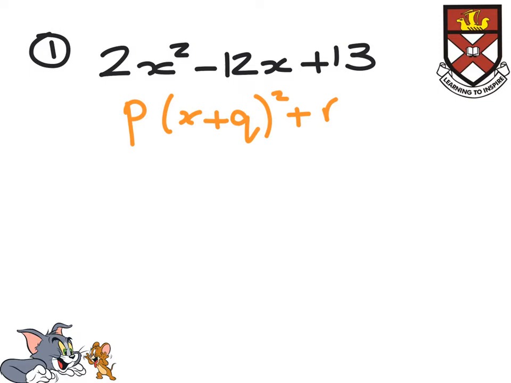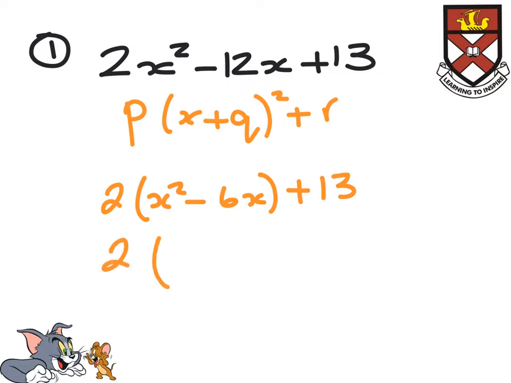So the first thing we need to do is try and get this value of p there. The way we get the value of p is we take a common factor out of the first two terms. So 2 goes into 2 and it goes into 12. That is going to be my first stage, to take 2 as a common factor. Once you've got 2 as a common factor, you can then do the little square bracket.